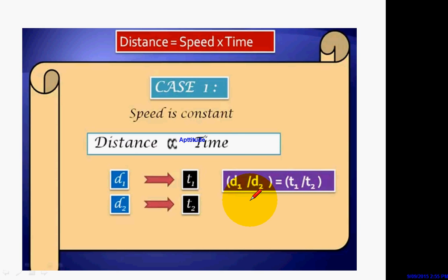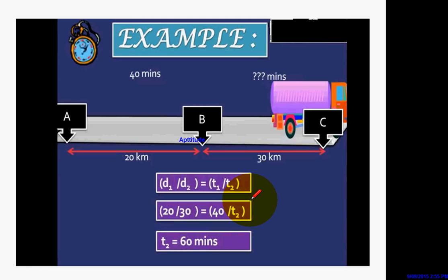This is the first case, and there is an example for this first case also. See, listen, here we have a train or a truck. Yes, we have a truck starting from point A, and it travels from point A to point B. The distance is 20 kilometers. It covers this 20 kilometer distance in 40 minutes. So you know the distance as well as the time taken.